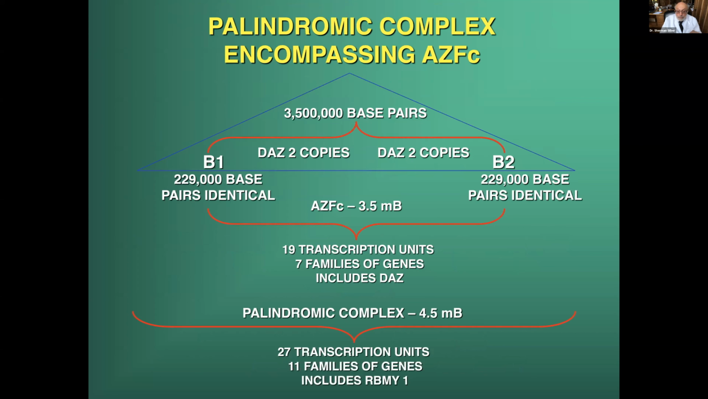In this region we call b1 and b2, there were 229,000 identical base pairs. And between them were 19 transcription units, 7 families of genes, including DAZ. And there was a whole palindromic complex that actually exceeded that b2/b2 pair, in which there were 27 transcription units, 11 families of genes that included RBMY. So we finally found out the reason why these AZFc deletions occur, because of illegitimate homologous recombination, which I'll discuss in a section, where these b2, b1 sequences recombine with each other and the middle drops out.